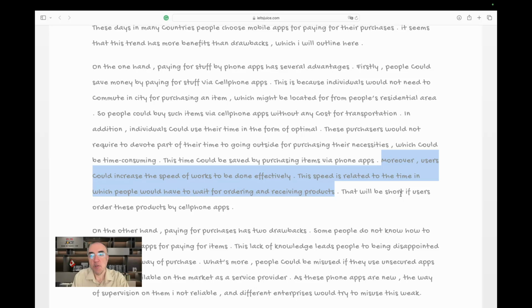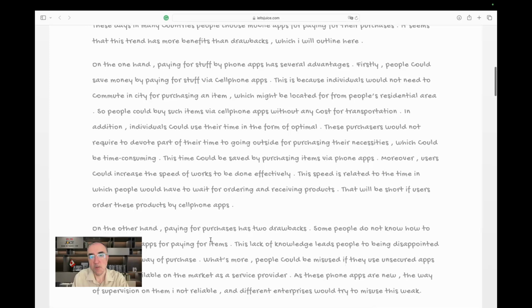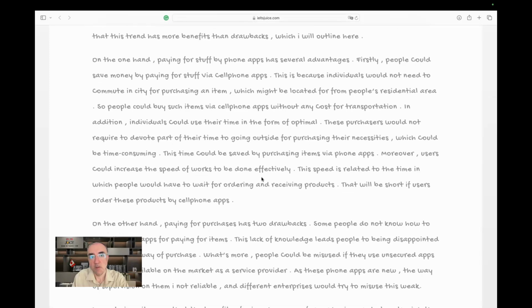"That will be short if users order these products by cell phone apps." Which one is that? The speed, the time will be short. Usually time is short, I guess, if users order these products by cell phone apps. Another repetitive structure. And if users order these products, what products? Which products?